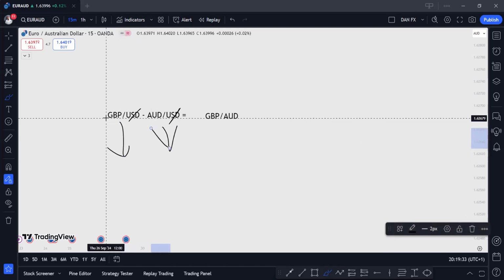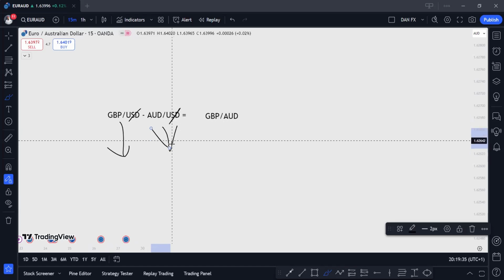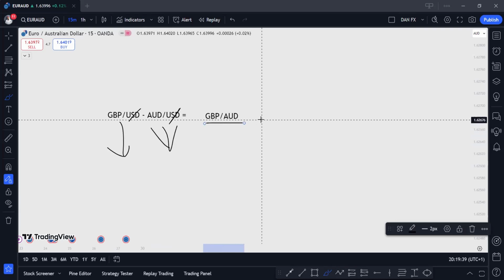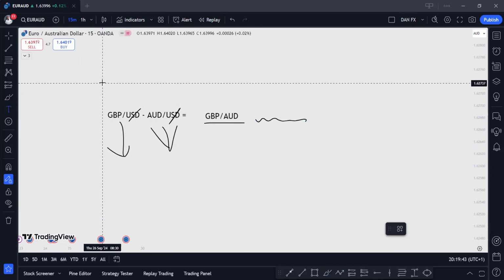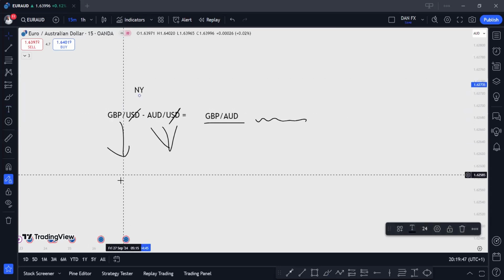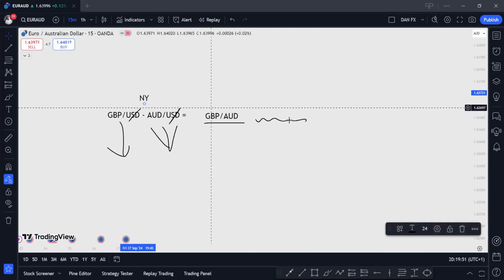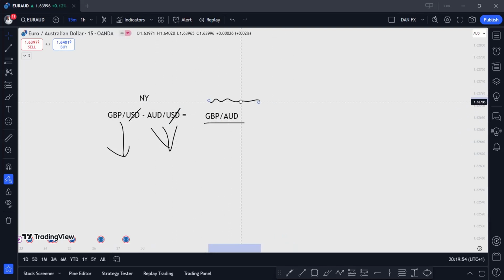So if GBP/USD is going down and AUD/USD is going down, where do you think GBP/AUD will go? GBP/AUD will go sideways. So now we've established that if this is New York session, and GBP/USD is moving, AUD/USD is moving, GBP/AUD is going to move sideways. So this is going to be sideways.